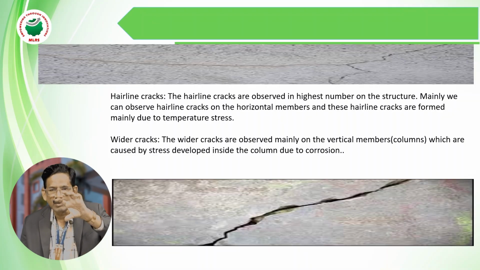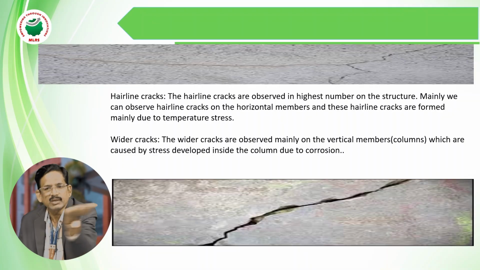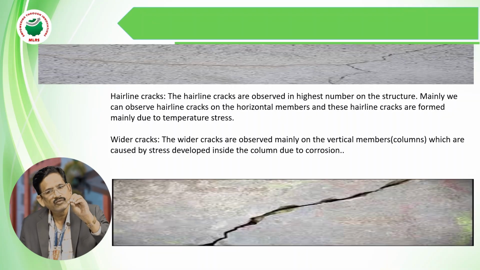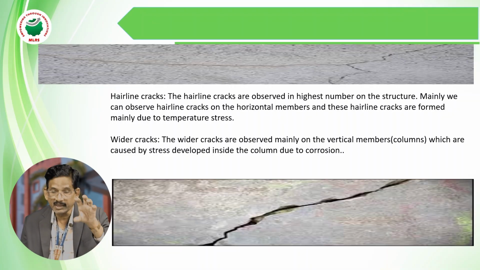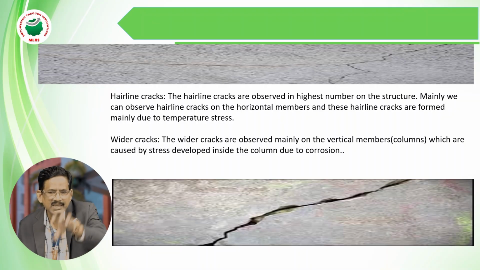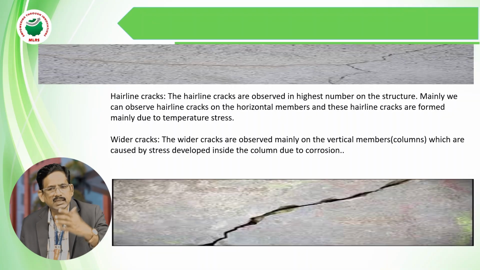These hairline cracks are mainly formed on the horizontal members, either the beams or floor or any other things. These are formed due to the temperature stresses. I told already, temperature stress means stress because of the temperature variations. Normal temperature is 21 degrees centigrade. Sometimes it will be 25 degrees centigrade, sometimes it is 45 degrees centigrade. Because of the variation of the temperatures within a particular area or locality, we are getting different types of thermal stresses.